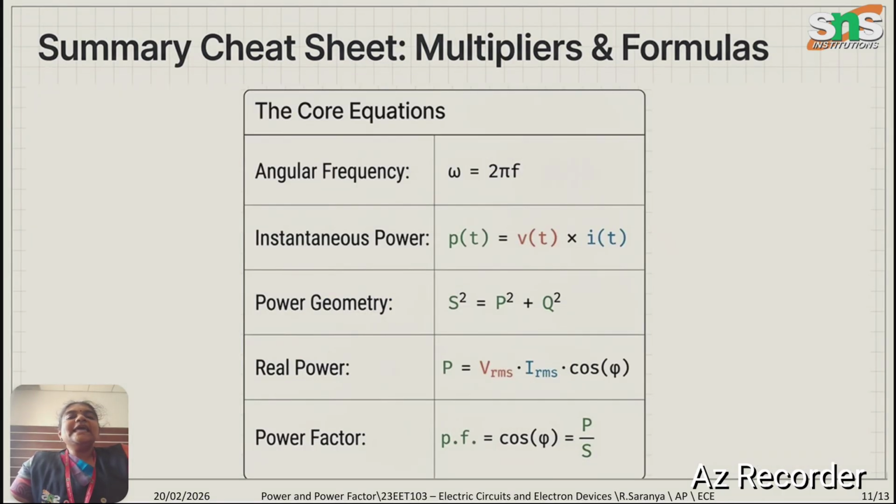So these are the equations which we have seen already. This is just a recap of what we have seen. The instantaneous power can be given as the product of the voltage and the current, which is varying with time, and the power geometry, that is our power factor triangle, is given as S squared equal to P squared plus Q squared, and real power is P equal to the product of VRMS into IRMS into cos phi. Our power factor is nothing but the ratio of P and S.